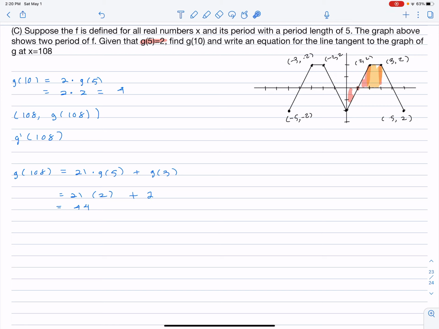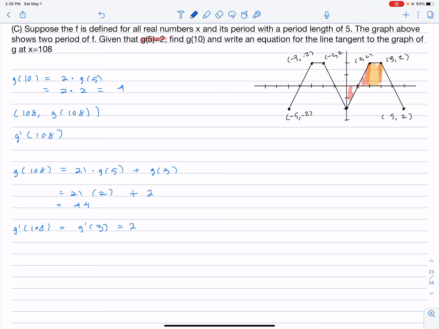Now, the next thing we have to do is find what is g prime of 108. Well, I think you'd agree. Every period starts down here, right? It always starts down here. So g of 3 is going to be this right here. We're basically saying g prime of 108 is going to be equal to g prime of 3, because this thing keeps on repeating over and over and over again. So we're looking at g prime of 3, which is 2.